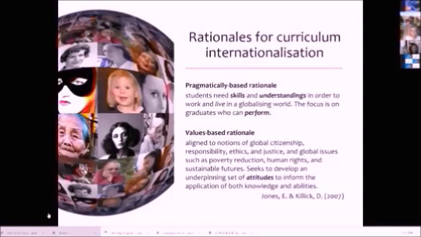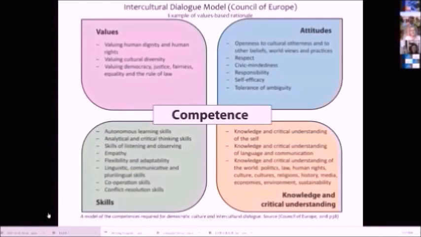And we need to help students develop the kinds of attitudes which will allow us to apply knowledge and abilities to those kinds of values-based contexts that we see there. If we move to the next slide, we can see that the Council of Europe has even tried to build this into a model for competencies required for democratic culture and intercultural dialogue. So we've got values, attitudes, skills, knowledge, and critical understanding that they've identified, which will be needed as we move forward in this kind of values-based situation.